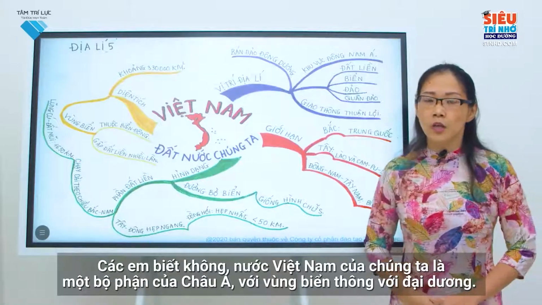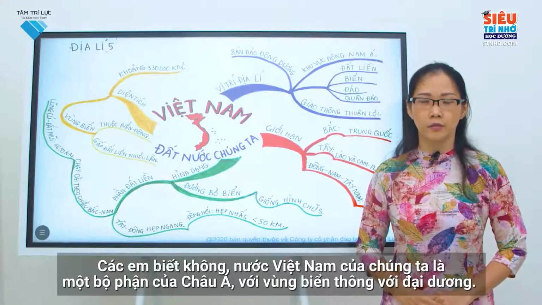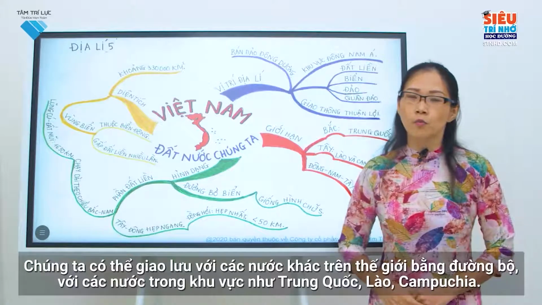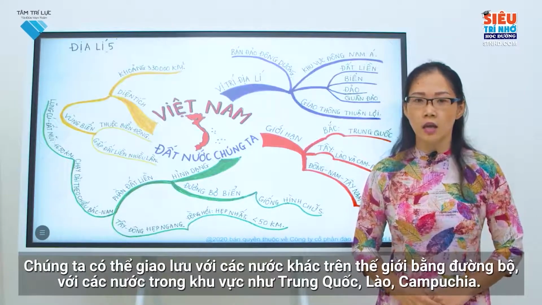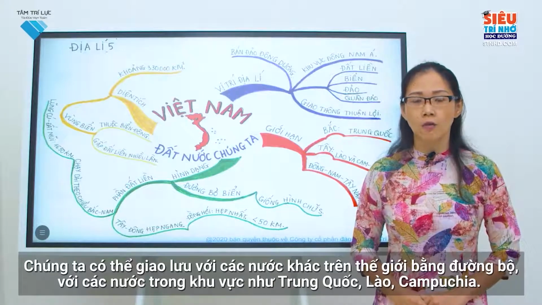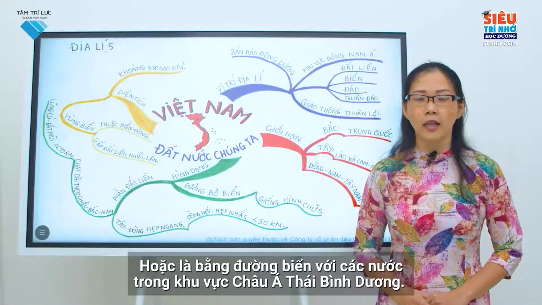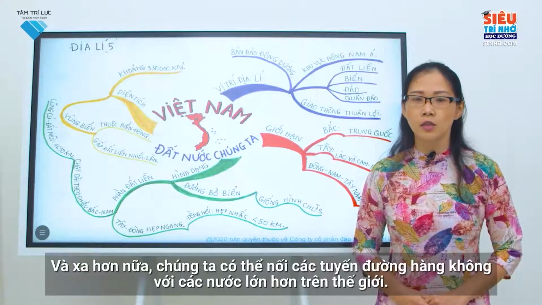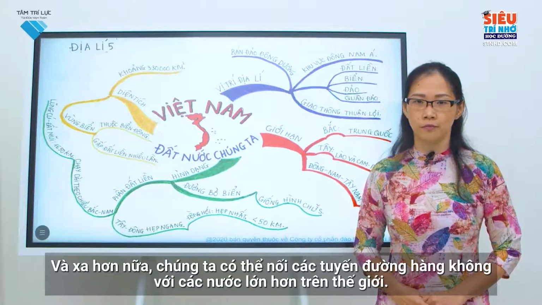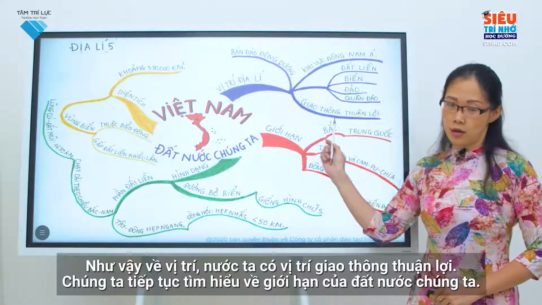Do you know that Vietnam is a part of Asia, and its sea is connected with the ocean? The geographical location helps us connect with other countries easily. We can connect with other countries all over the world or with some countries in the near area such as China, Laos, and Cambodia by roads. We can also connect with the countries in the Asia-Pacific area by sea lanes. Moreover, we can connect with some other big countries around the world which are far away by air. So, as for the location, it helps Vietnam connect with other countries easily.